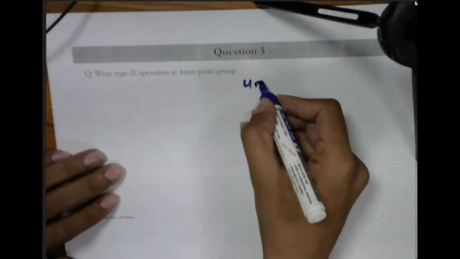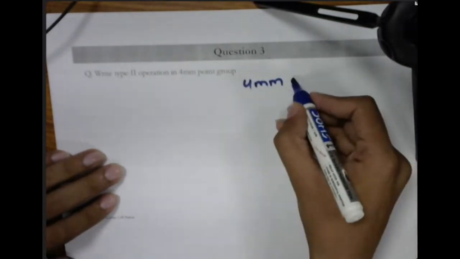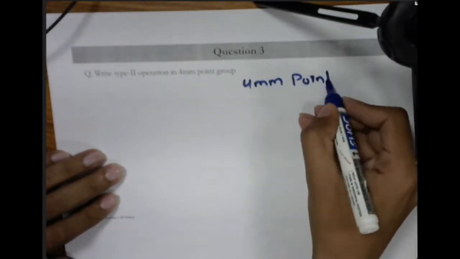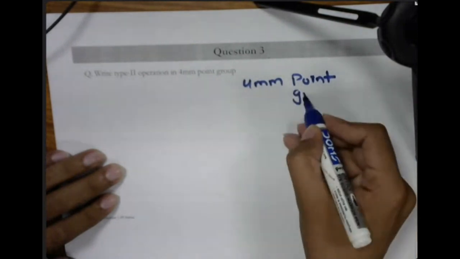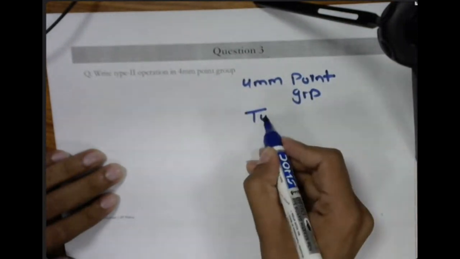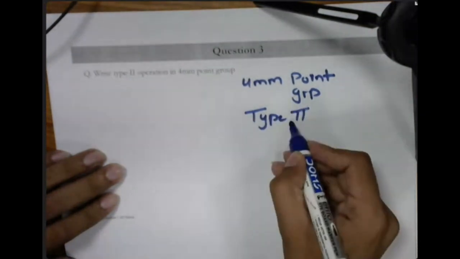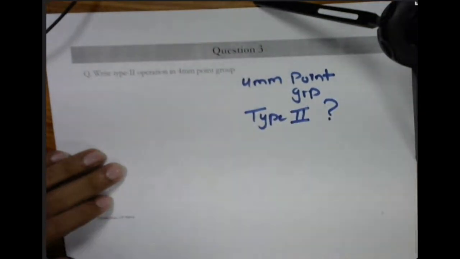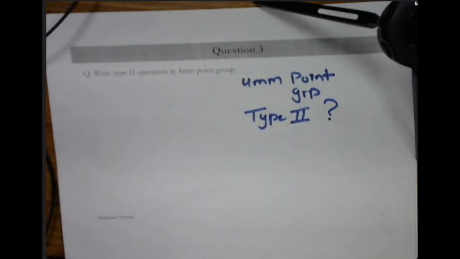So now let's get to question number 3. What question 3 is telling us is that we have to write a type 2 operation in the 4mm point group. The point group is given to us, and we have to write a type 2 operation. This is missing. Okay, so let's make the point group and see what order it has, how many symmetry operations it will have.